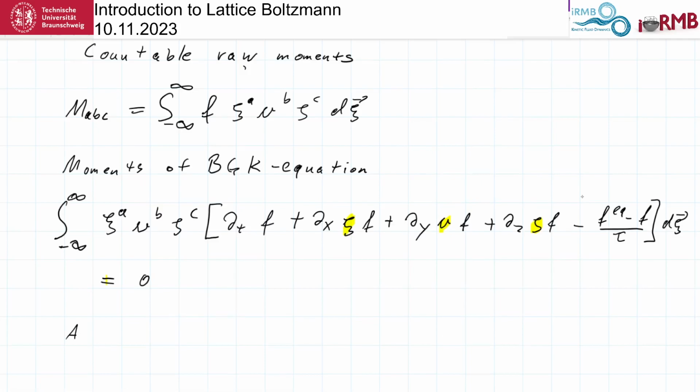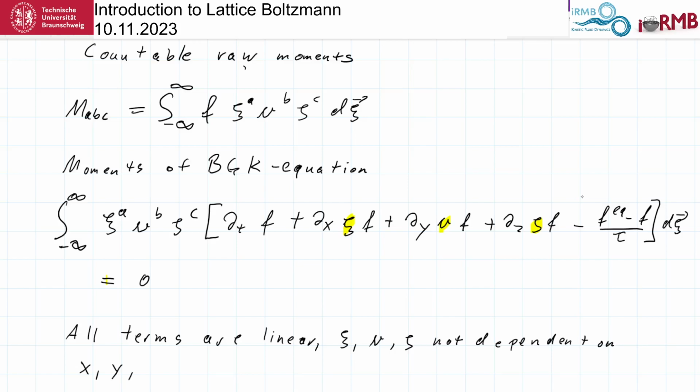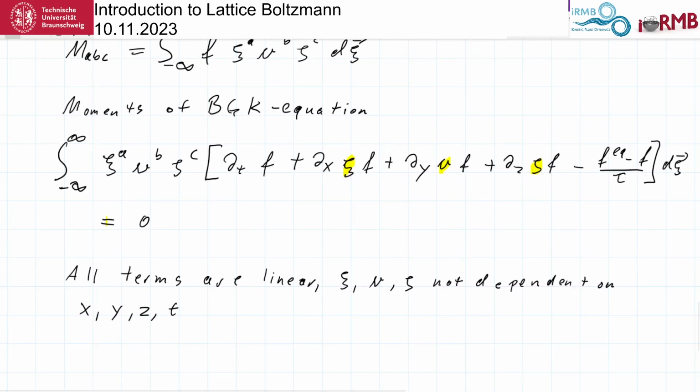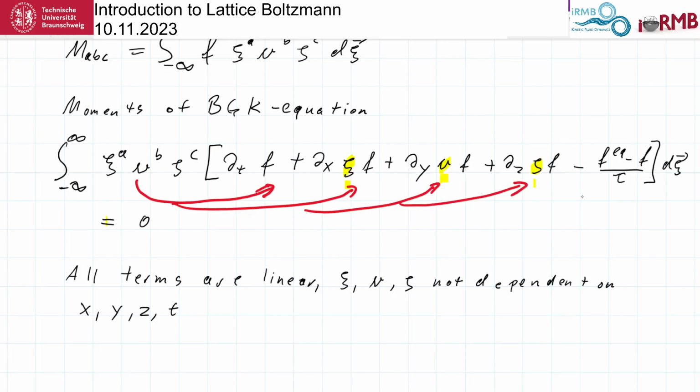Okay, now in this thing, let's make some notes. All terms are linear, so this is different from the Navier-Stokes equation. And these guys here are not dependent on x, y, z, and t. So this is very important, because this actually means that we can not only take the ones down here inside the derivatives, but we can also put what we have in front here inside the derivatives, because there's no dependence. Did you get this?